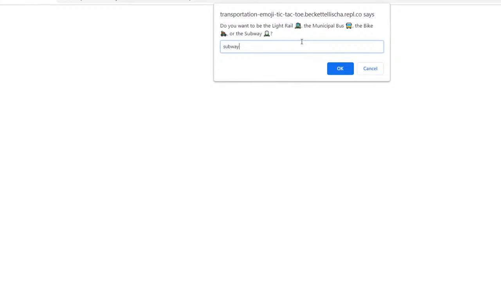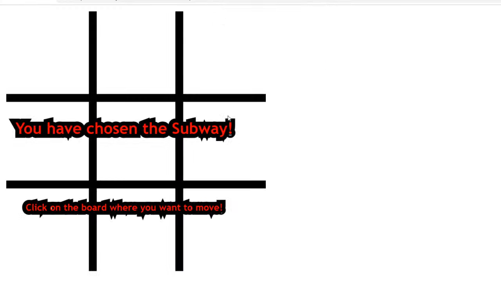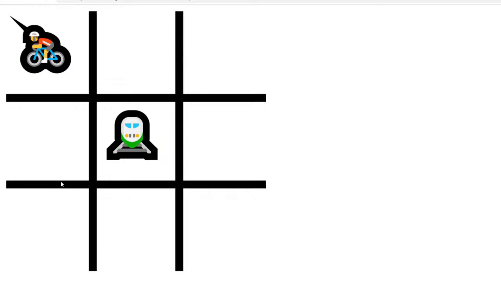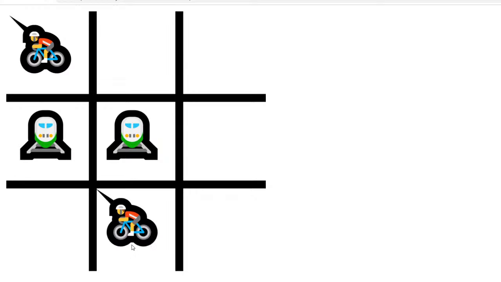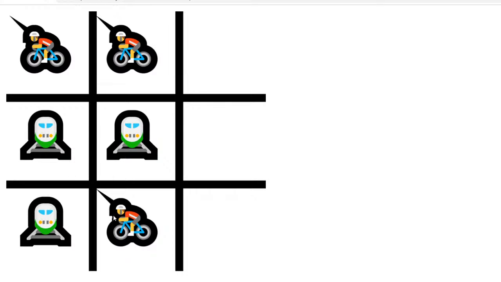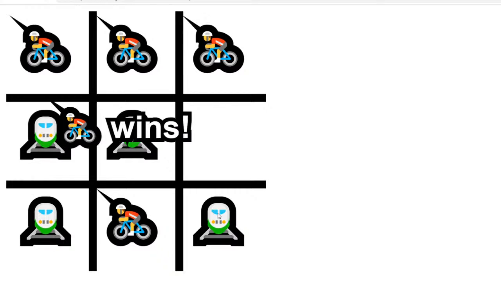How about I do the subway this time? Boom. You've chosen the subway, click on the board where you want to move. Okay, I'll move there. There. There. And there. And then the AI won. So notice that the AI was able to identify the place where it had to go to win, and now the AI has won.